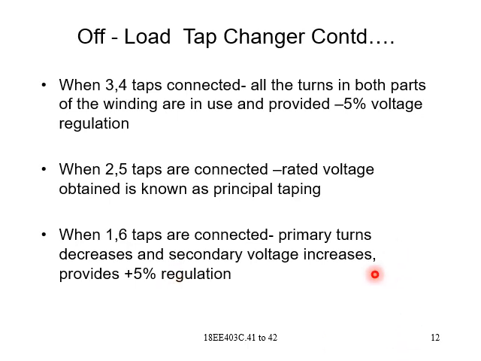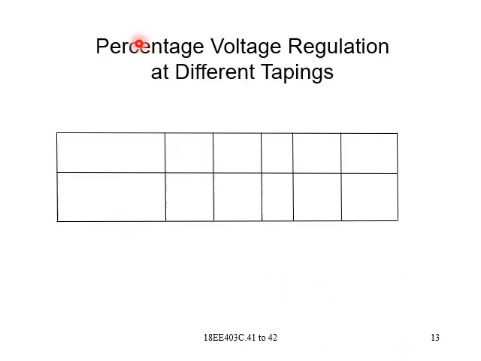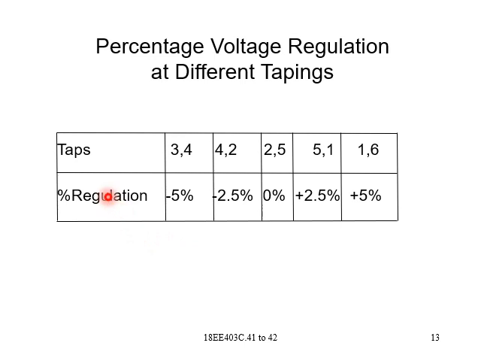And moving on to the next slide, there's a percentage voltage regulation at different tappings. You can see the taps 3, 4. That means when the taps 3, 4 are connected, 4, 2, 2, 5, 5, 1, and 1 and 6. You can see the percentage regulation for these taps.